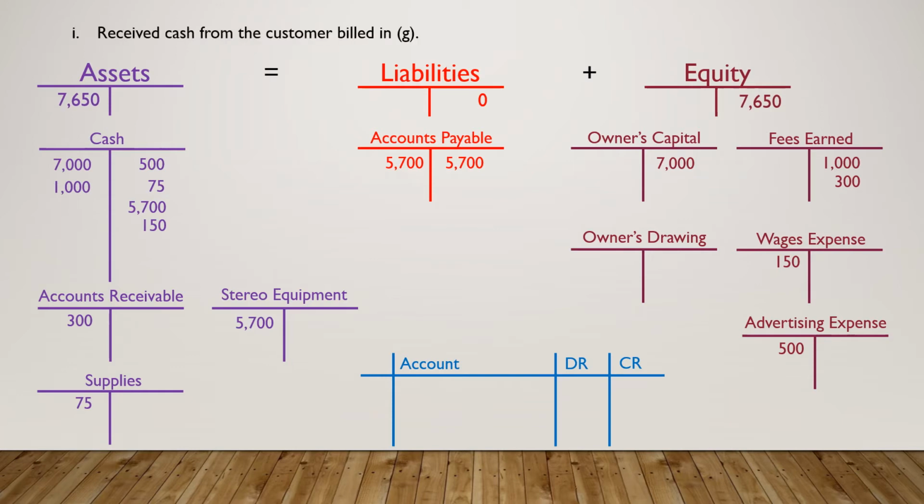Transaction I. Listen Up received cash from the customer billed in Transaction G. This transaction is the collection of the $300 receivable from the wedding reception. Our journal entry is a debit to cash for the cash being received, and a credit to AR for the satisfaction of the receivable. The debit to cash goes to the left column of the cash T account, and the credit to accounts receivable goes to the right column of its T account. The credit to AR reduces total assets to a $7,350 debit, but the debit to cash increases it back to a $7,650 debit.